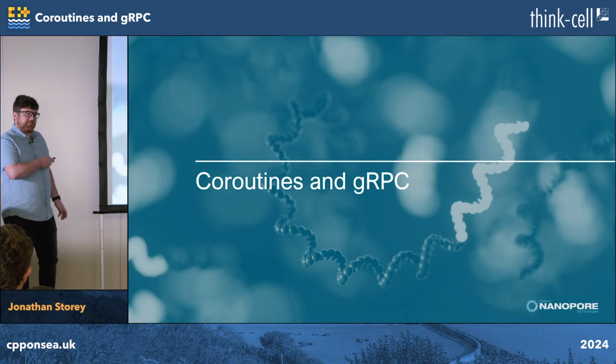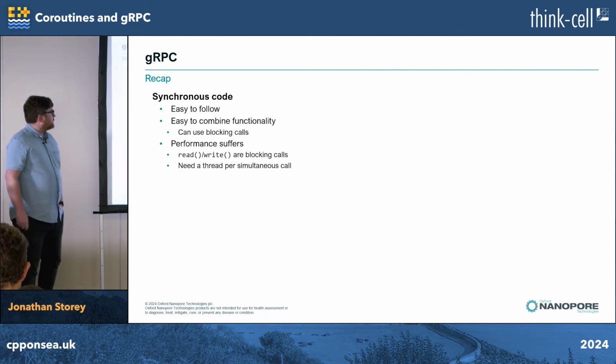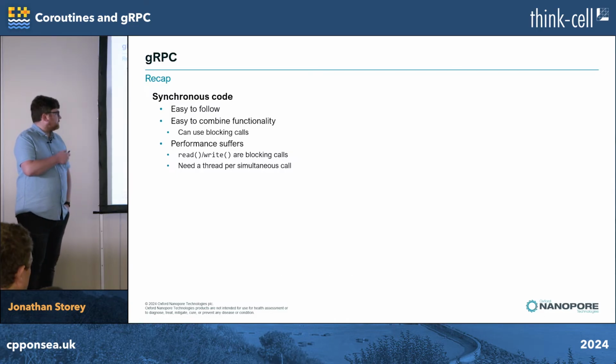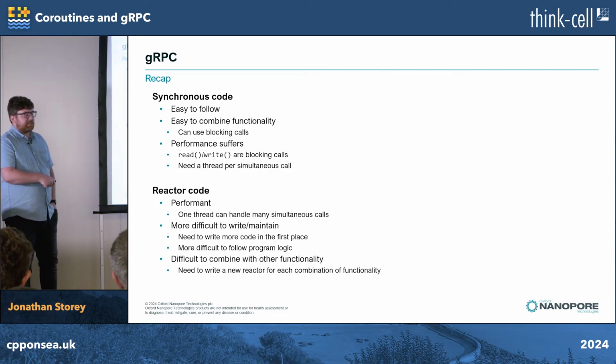So how can we use coroutines to make our gRPC code nicer? To recap, the synchronous code was easy to follow, easy to combine functionality because you can use blocking calls, and performance suffered. The reactor code was performant, but it was more difficult to write and maintain, and it was difficult to combine with other functionality. So we want to take the good bits out of both.